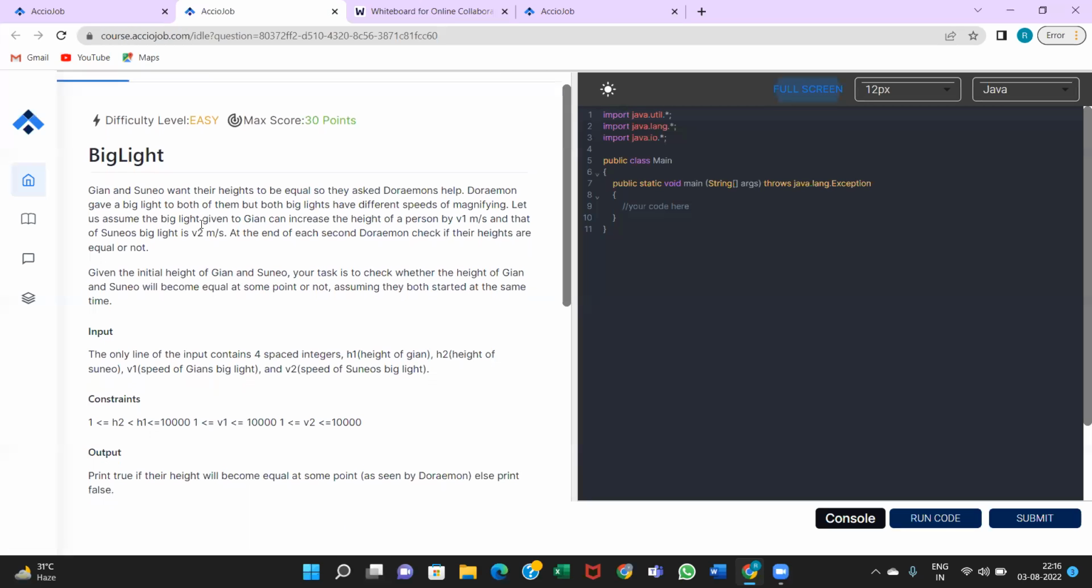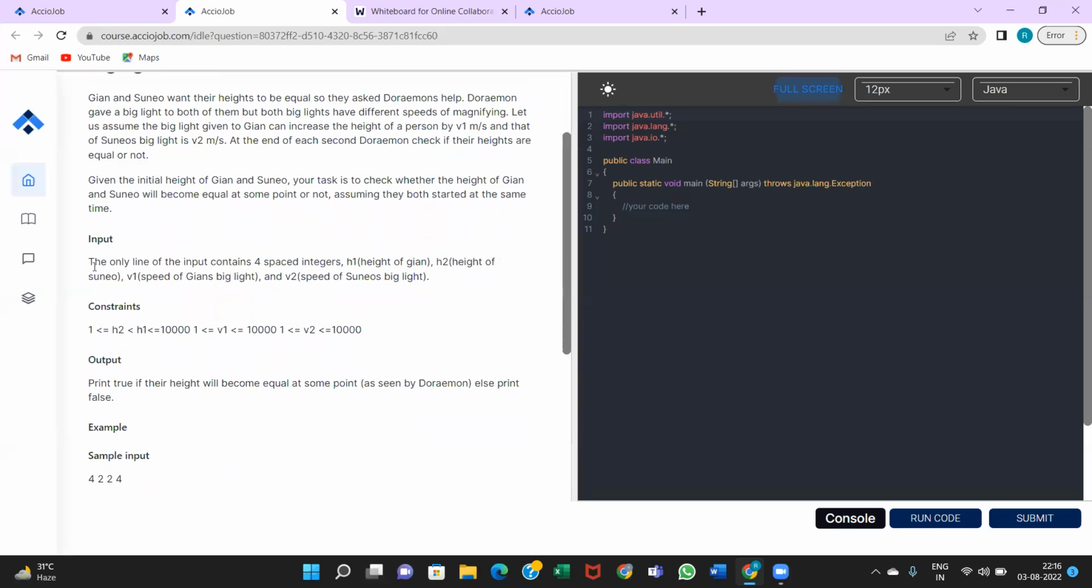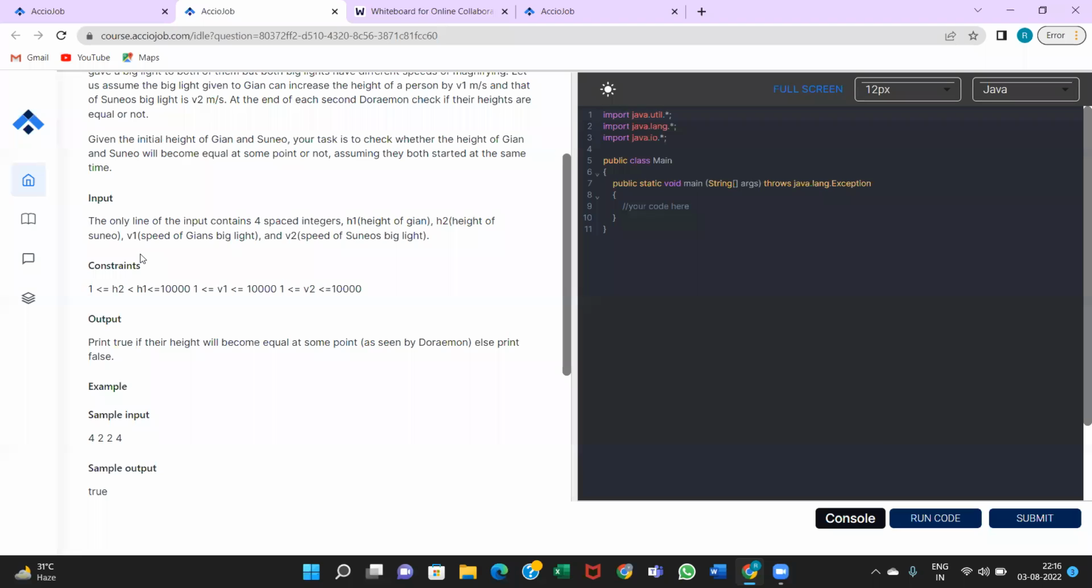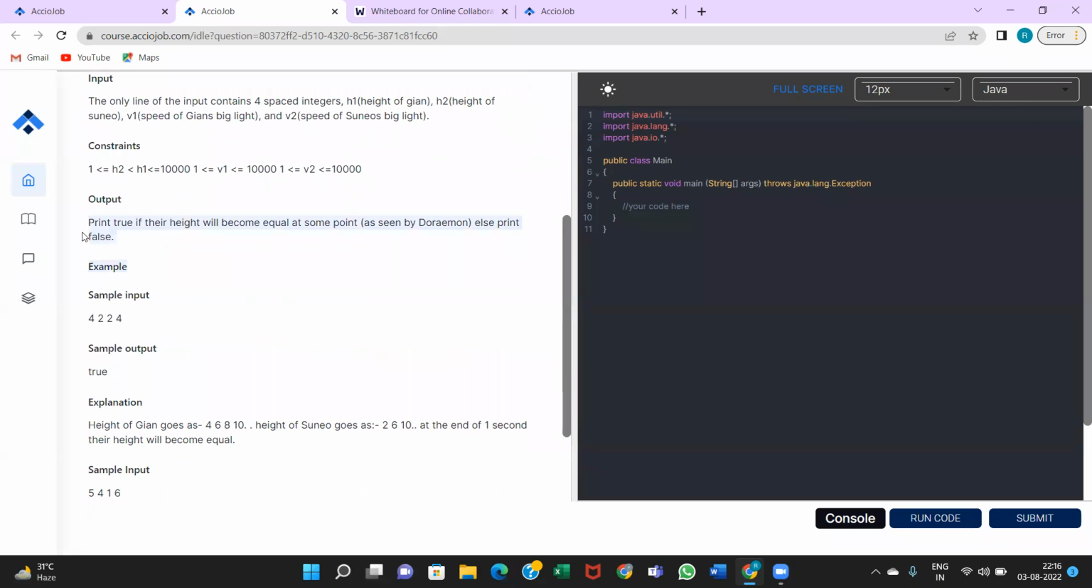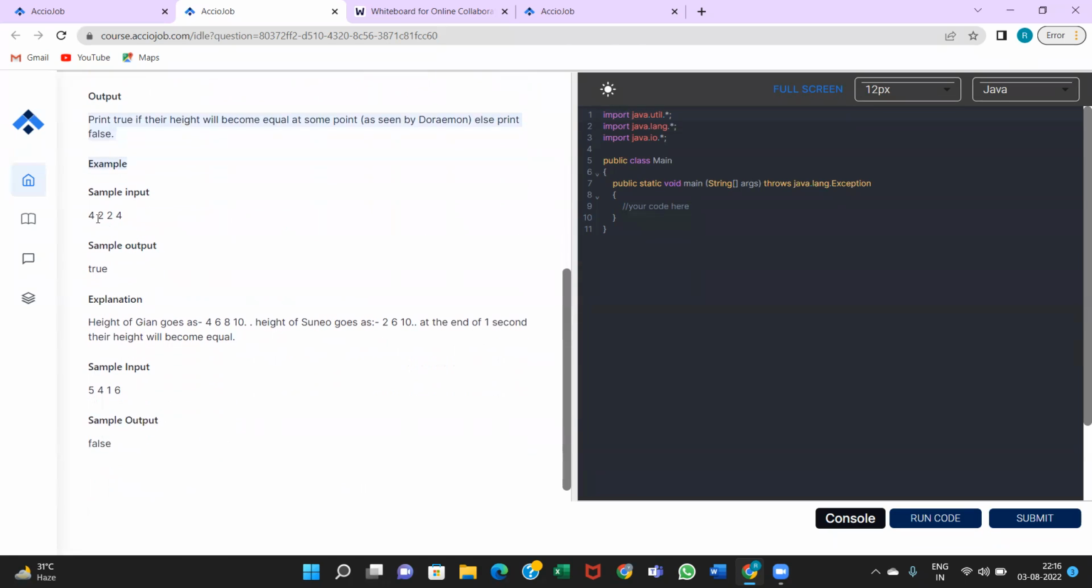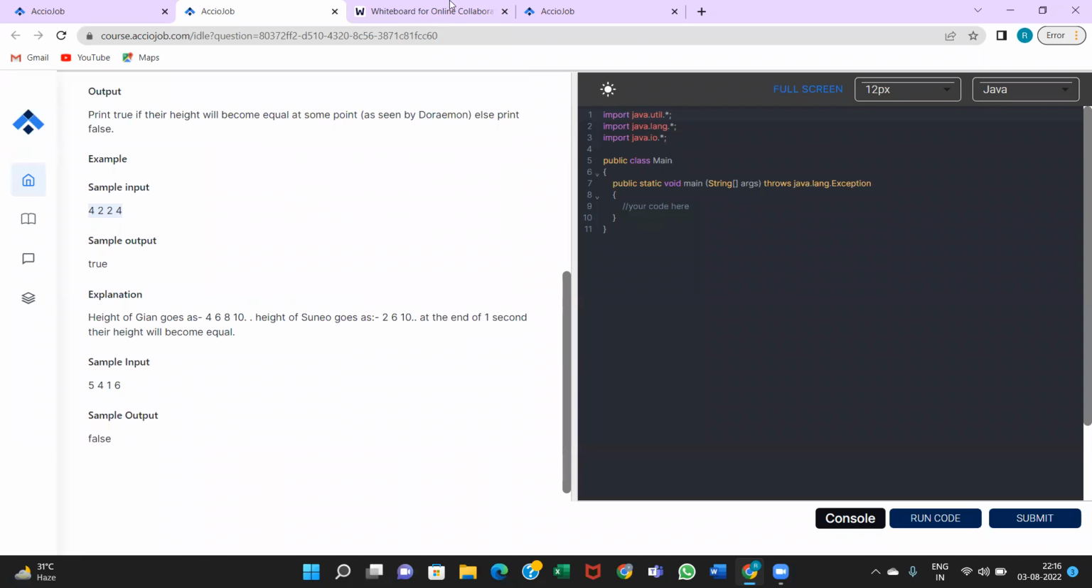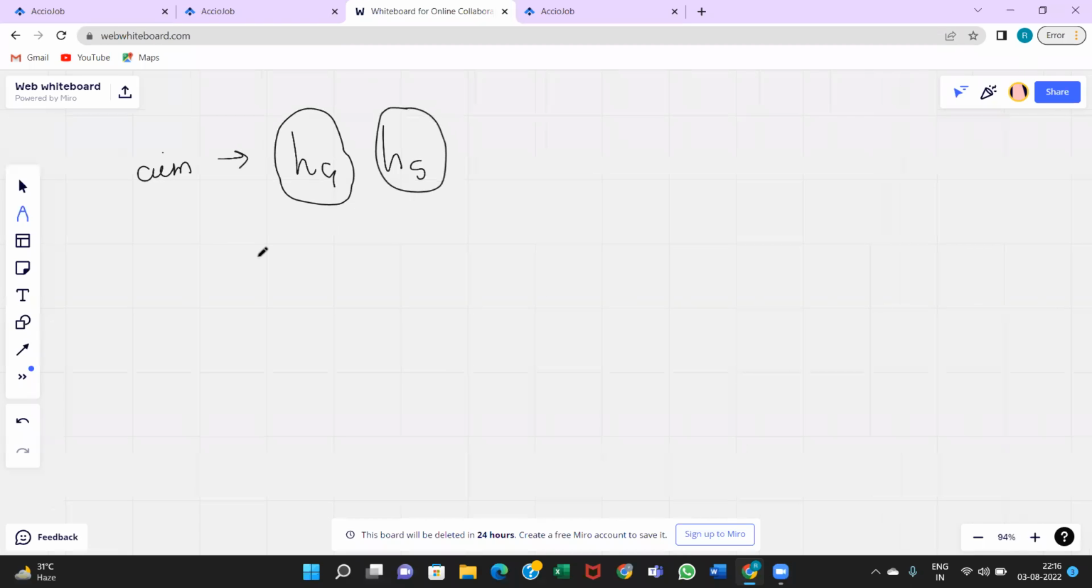Okay, what is the input given to us? It is saying that we are given four space-separated integers, h1, h2, v1 and v2. H1 is the height of Jian, h2 is the height of Sunyo, v1 is the speed of Jian's Big Light, and v2 is the speed of Sunyo's Big Light. So we need to just return a boolean, true or false. Okay, so let's take this example first of all, and then I'll explain you the problem.